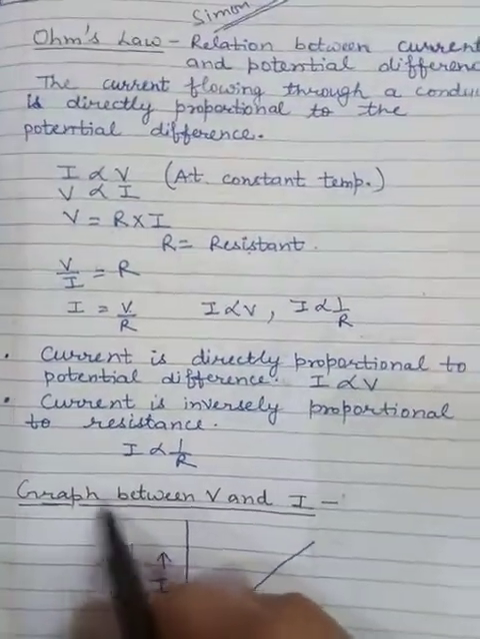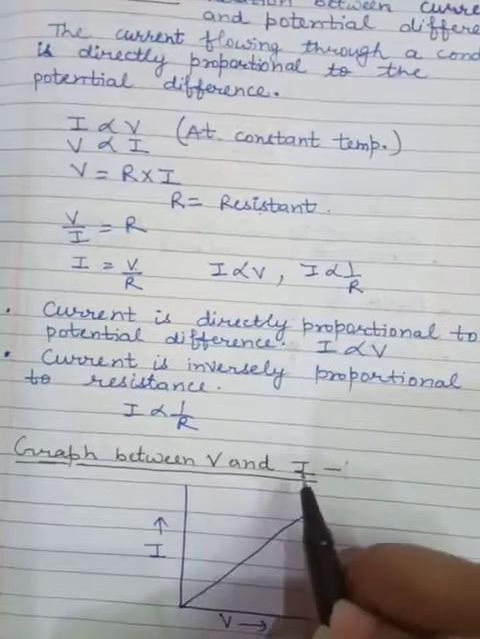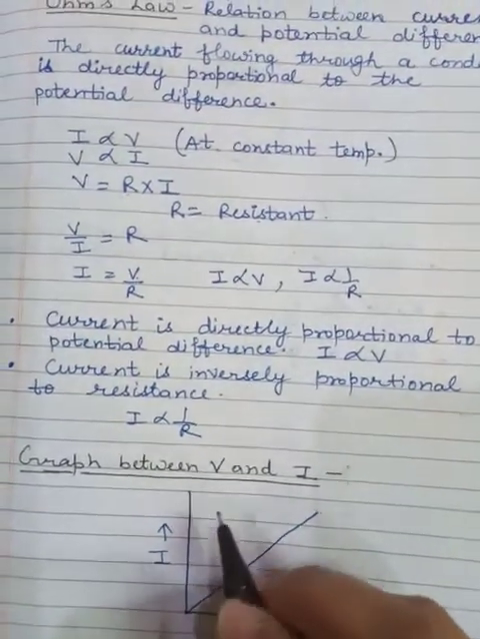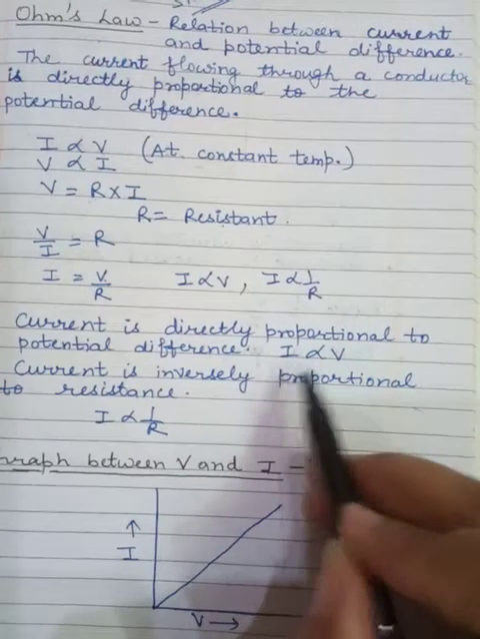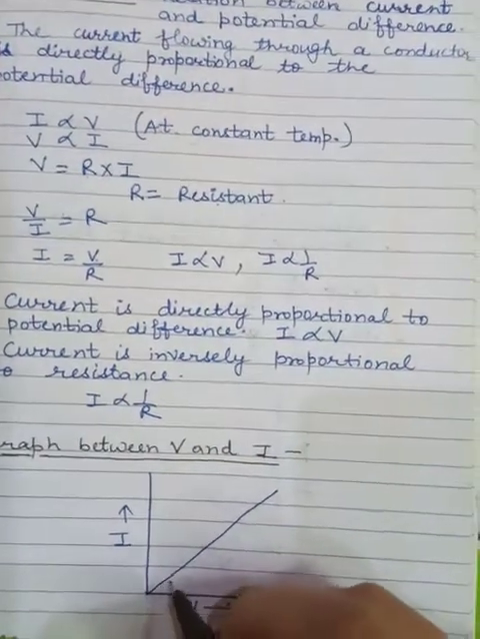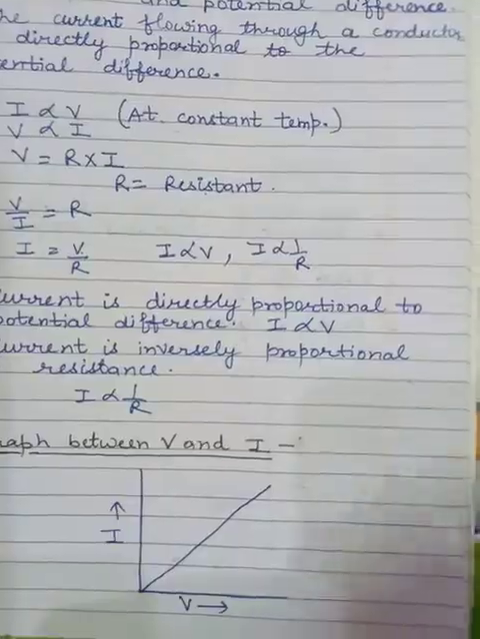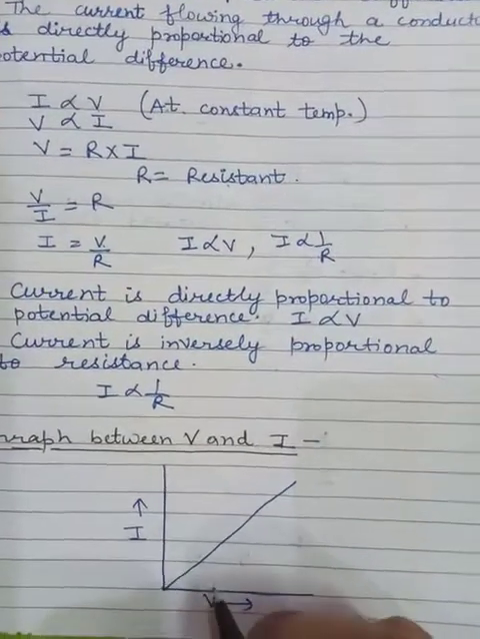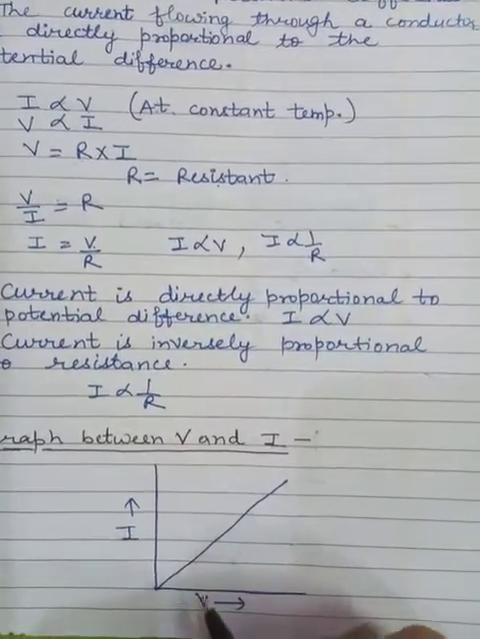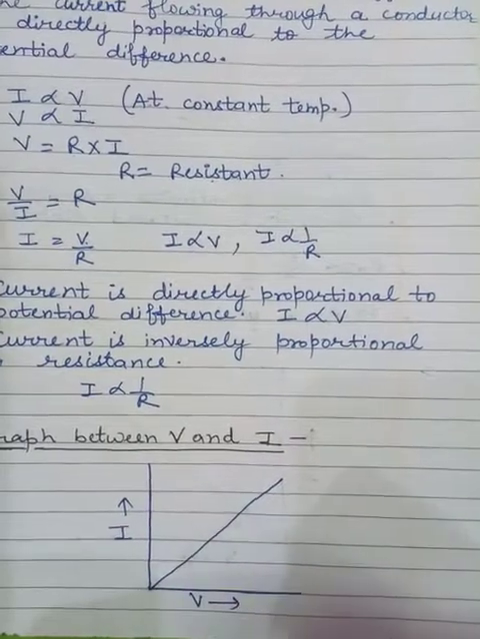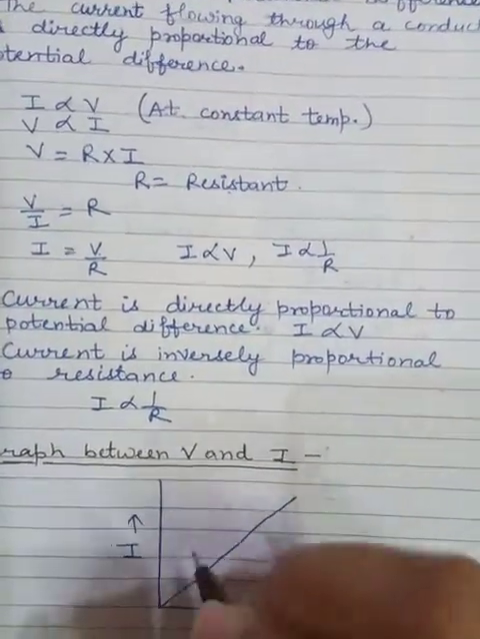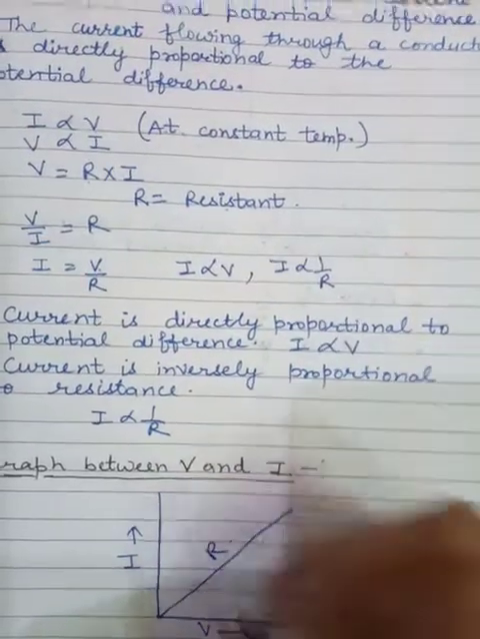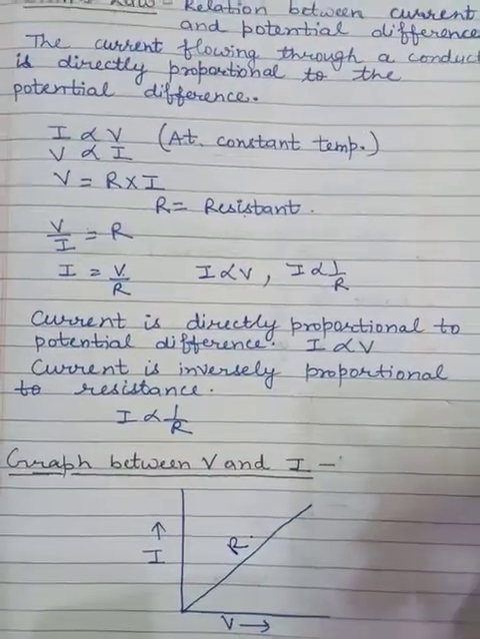When we plot the graph between V and I, when two quantities are directly proportional to each other, we will get a straight line graph. So I and V are directly proportional to each other. That's why we get this graph, and the slope of this graph represents the resistance of the conductor.